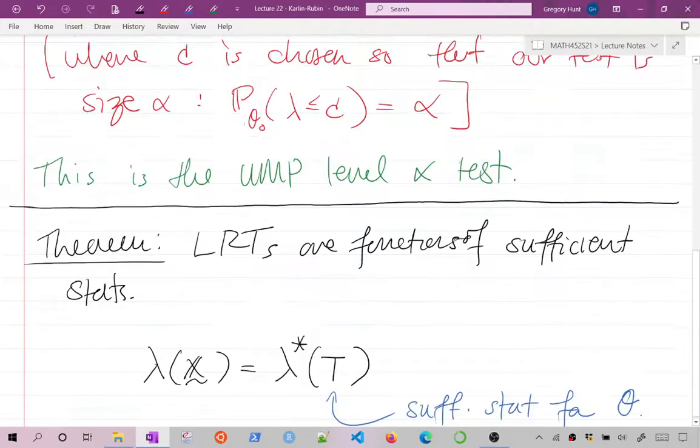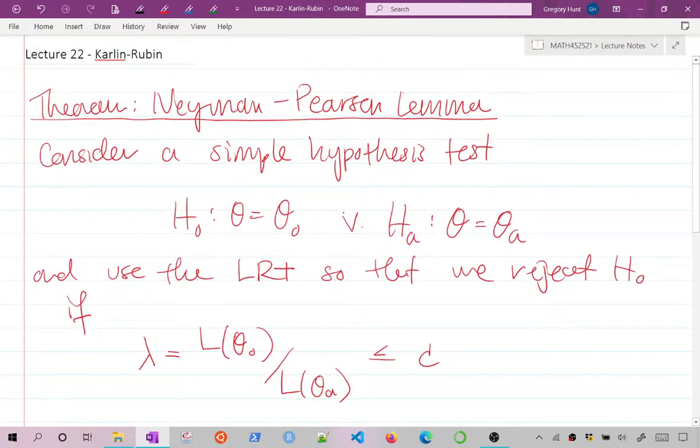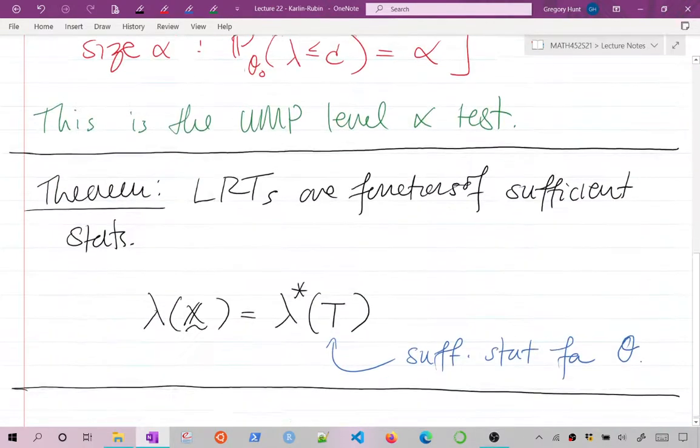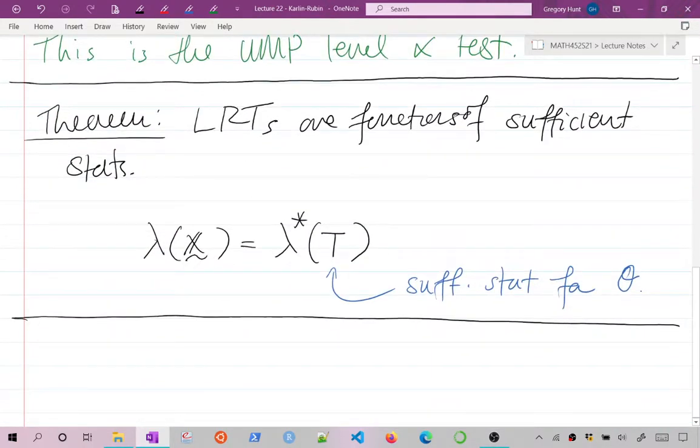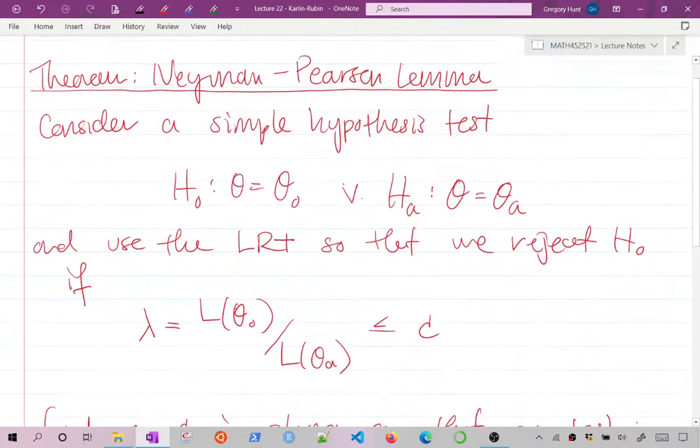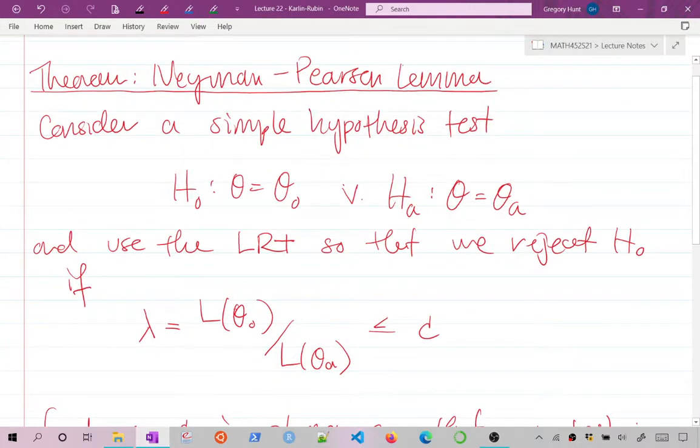The topic of this lecture, the title of this lecture, is the Karlin-Rubin theorem, and that is going to be a theorem we talk about. It's going to talk about sufficient statistics, and it's going to generalize basically the Neyman-Pearson lemma beyond the simple hypothesis setting.